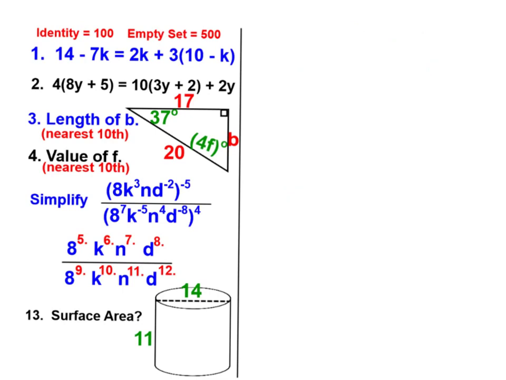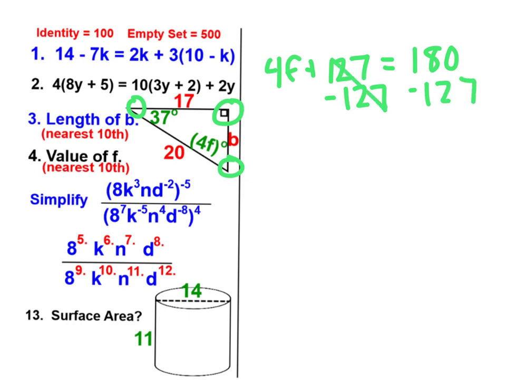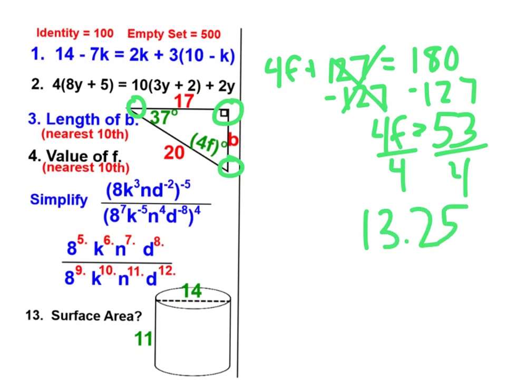Number 4 asks about solving for f. What we need to remember is that the sum of the interior angles of a triangle, so that angle plus that angle plus that angle, every time is 180 degrees. So I have a 90 and a 37, which is 127. And then I have one that they consider 4f. So I know that if I add 4f and 127, I get 180 degrees. So we solve by undoing. I have 4f equals 53, so I divide by 4, and I get 13.25 is what f should be. And then I round it to the nearest tenth, so f we're going to put down as our answer 13.3.